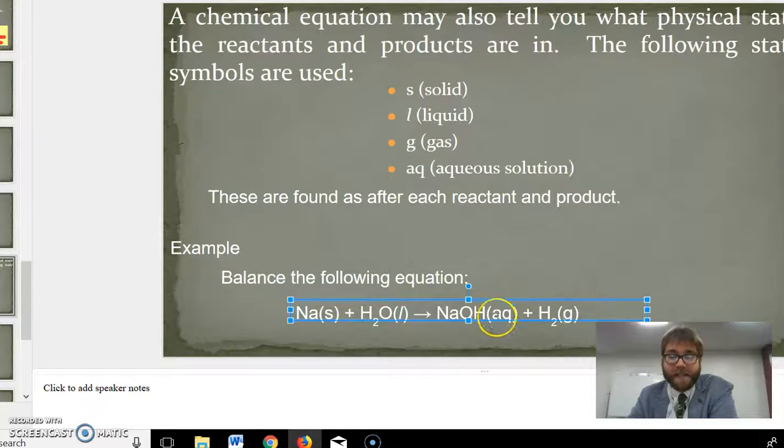AQ means aqueous. It means dissolved into. You should know these things, and on the test I could ask you which one of these in the formula is a solid, which one is a liquid, and you'll have to look for these symbols.